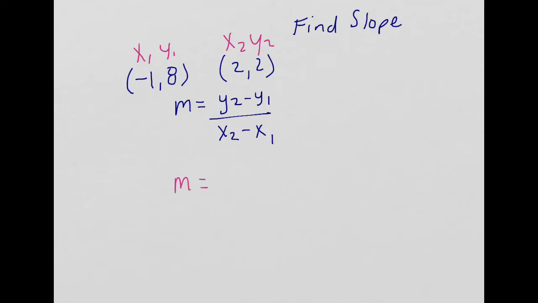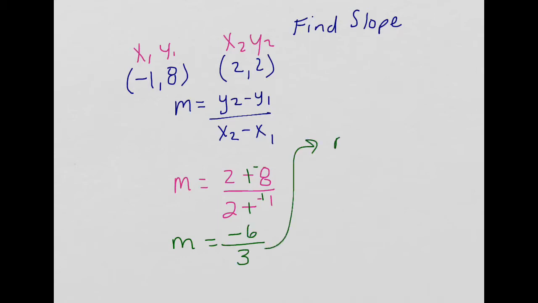M is equal to 2 minus 8 over 2 minus negative 1. We're going to add a line, change the sign, add a line, change the sign. So we're going to have m is equal to negative 6 over 3. M is equal to negative 2.